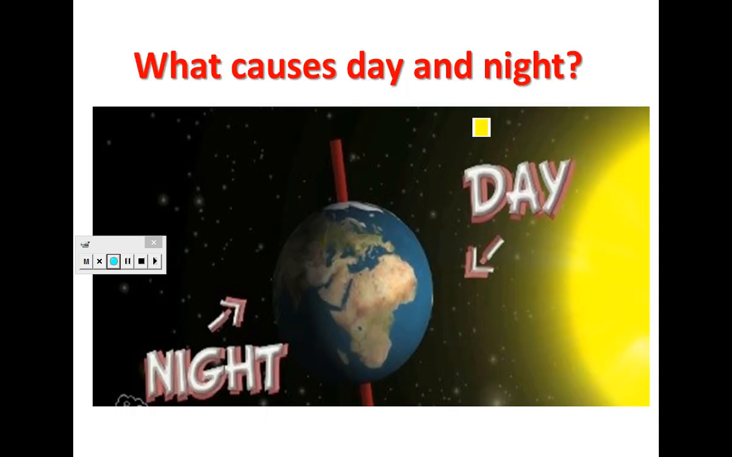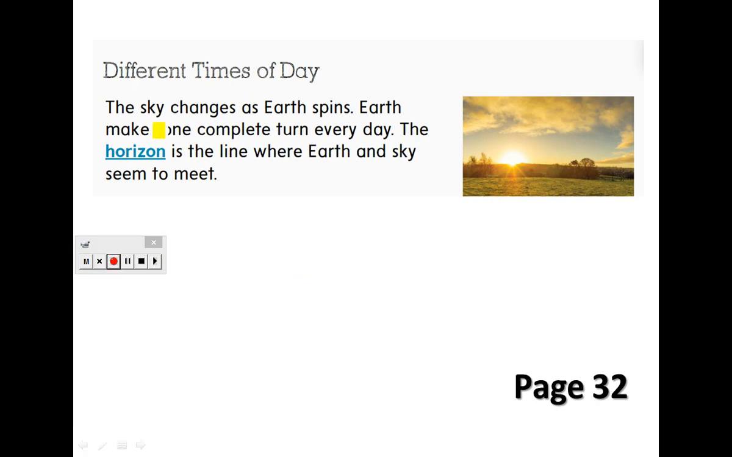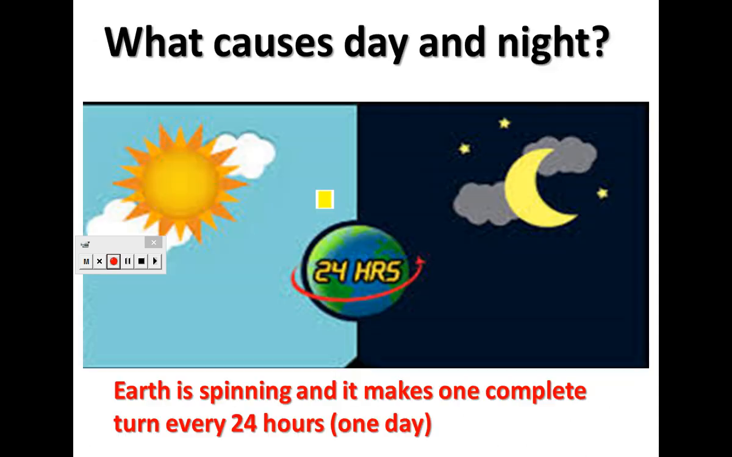So what causes day and night? It's because Earth is spinning, so the part of the Earth that is facing the Sun is daytime, and the part that is facing away from the Sun is night time. Then we talked about different times of the day. We said that the sky changes as Earth spins. Earth makes one complete turn every day. Then we took horizon, and we said horizon is the line where Earth and the sky seem to meet.